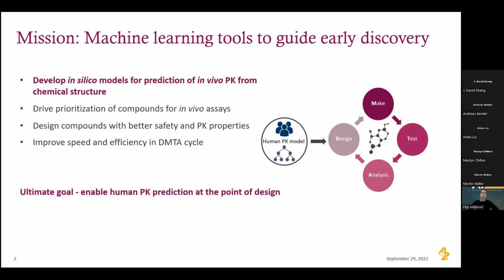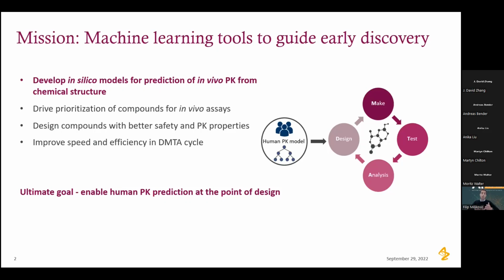And this component in drug discovery is equally important to the bioactivity prediction, but much less focus is put on predicting drug exposure. So our mission was to actually build machine learning models to see if we could guide early discovery using only chemical structure and dose. And in this sense, we aim to develop the human in vivo PK models. This would essentially drive the prioritization of compounds for the in vivo experiments.